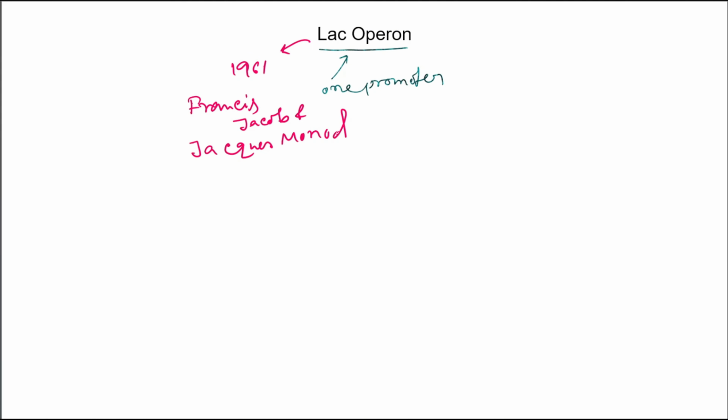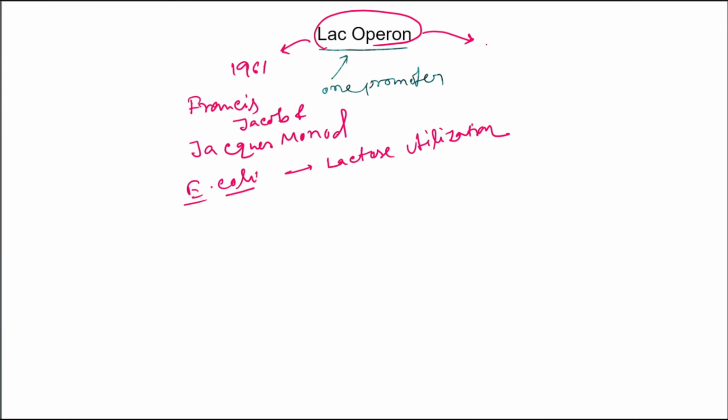The lac operon is a setup where several genes operate under one promoter. In 1961, Francis Jacob and Jacques Monod explained how E. coli regulates the genes needed for lactose utilization, and this regulatory mechanism is known as the lac operon. So, the lac operon controls the metabolism of lactose. Let's explore how this elegant system works.